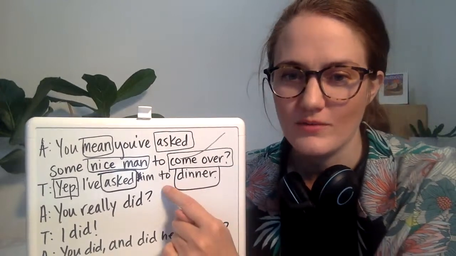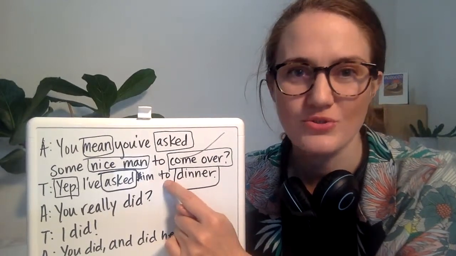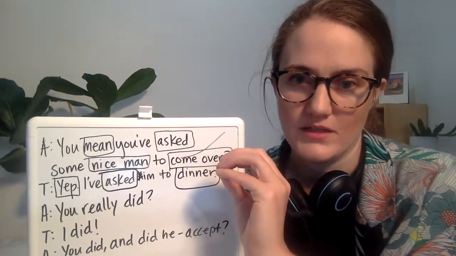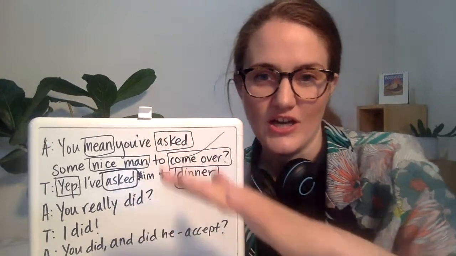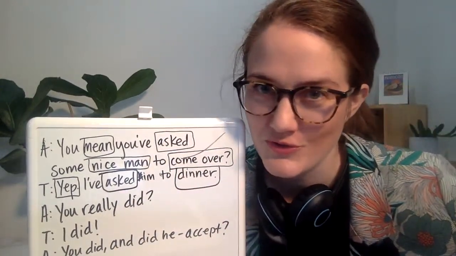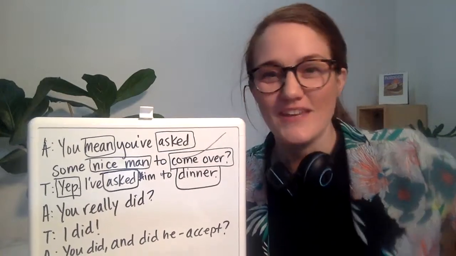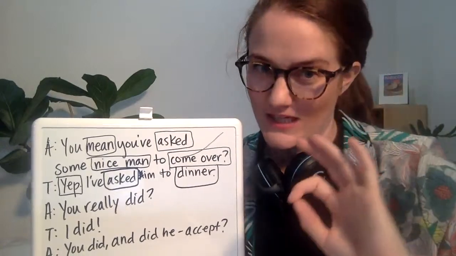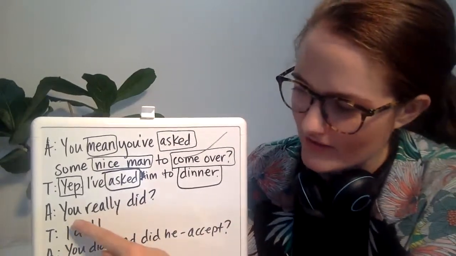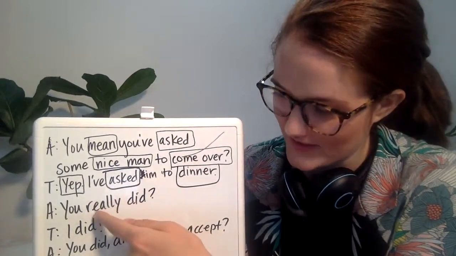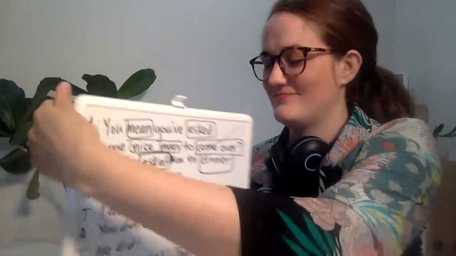Okay. So we're understanding that him and to are not going to be loud words. Because in English, not all words are equal. In other languages, the syllables are equal, but not in English. Okay. So, you really did? Valentina says really and did. And I agree.